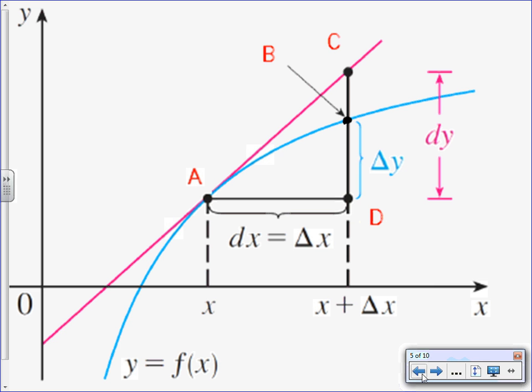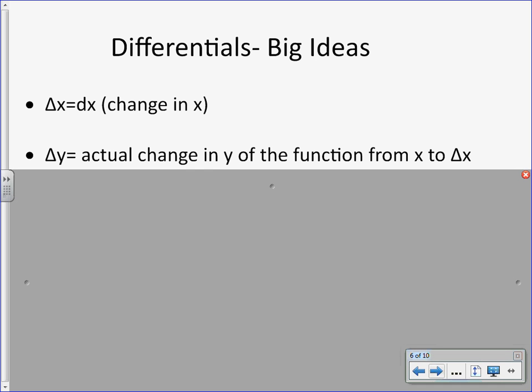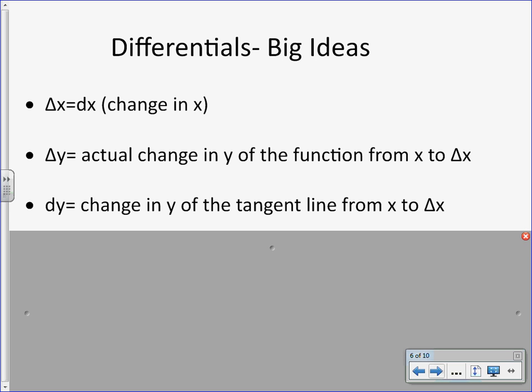What was I talking about? I was talking about delta y. Delta y is the change in the function value, right? We're on the curve. Delta y is the actual change in our function from x to x plus delta x. dy is the change in y of the tangent line.